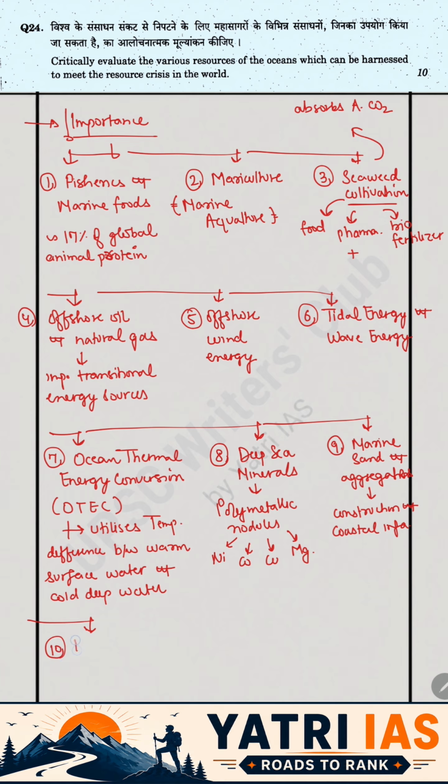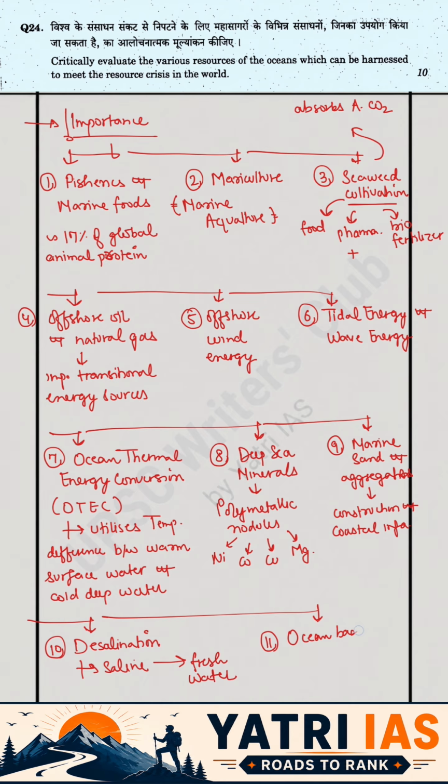Then you could mention desalination as well. You could convert saline water into fresh water. So these projects can be taken up, and these are vital for water scarce countries. Then you could mention ocean-based tourism as well, which generates a lot of employment and promotes coastal development.